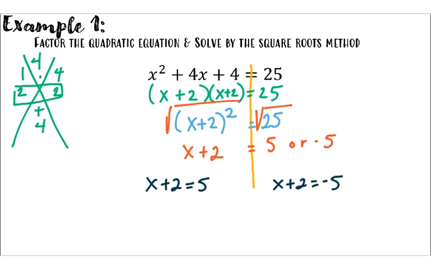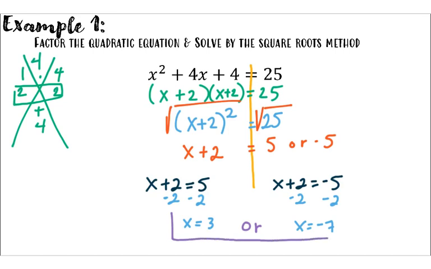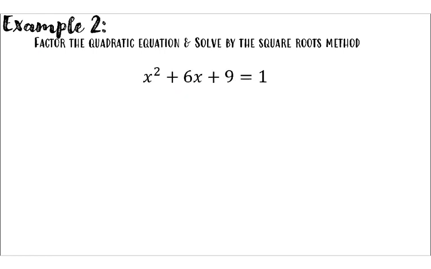Solving the equation on the left-hand side, I get x equals 3 as a solution. And solving the equation on the right-hand side, I get x equals negative 7 as a solution. So my options for solutions for this quadratic equation is x equals 3 or x equals negative 7. All right, let's try another one.